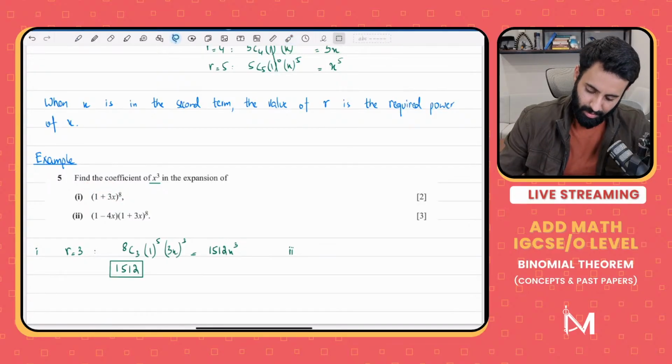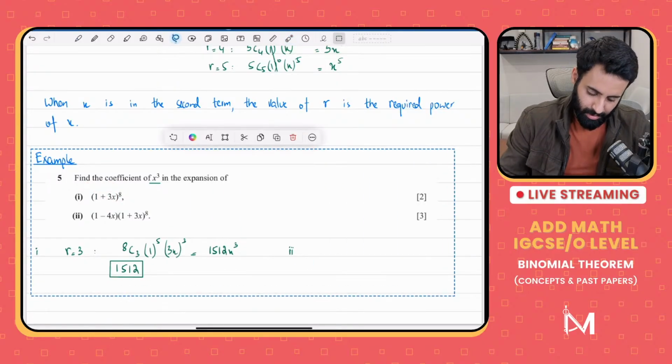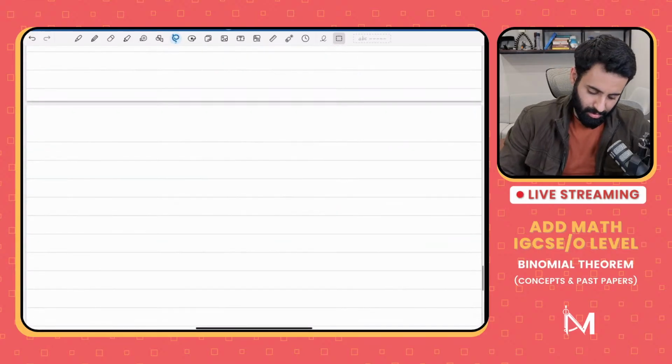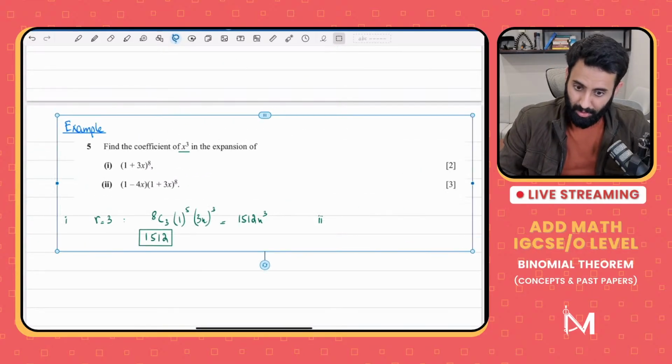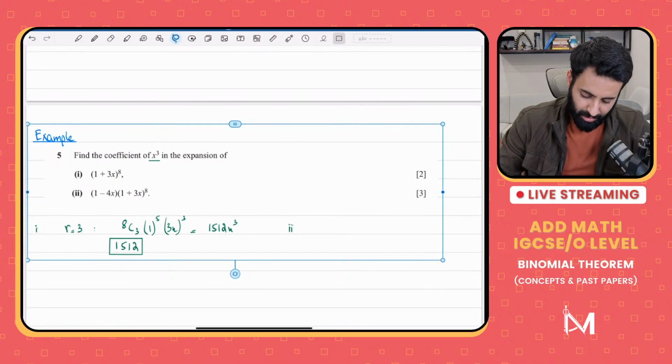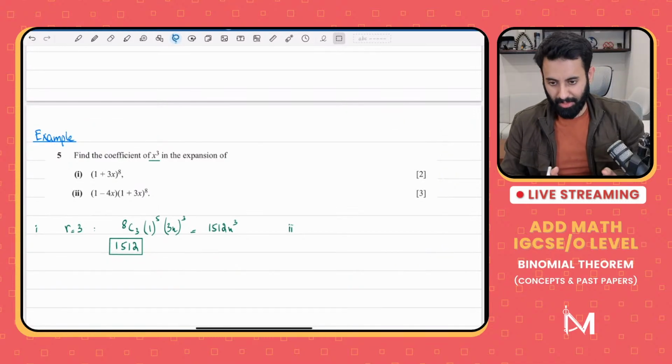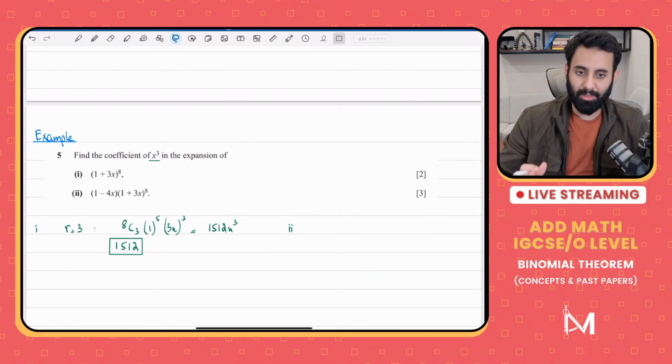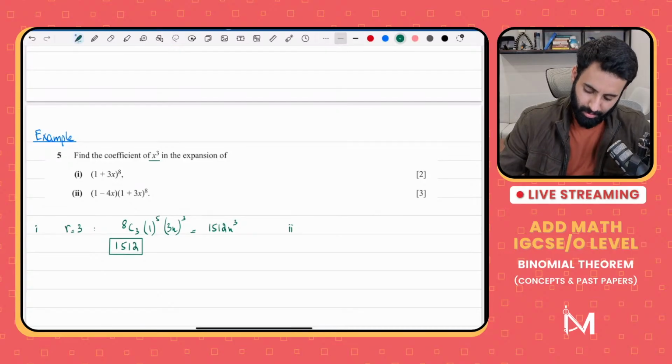अच्छा अब एक काम करते हैं. I think I'm going to run out of space for the second part. Let's take this to a fresh page. नहीं तो पूरा expand नहीं करना. पूरा expand आप करेंगे तो it's a waste of time. The question is not saying कि आप x cube तक expand करें. The question is just saying that find the coefficient of x cube. That's it. The end of story.